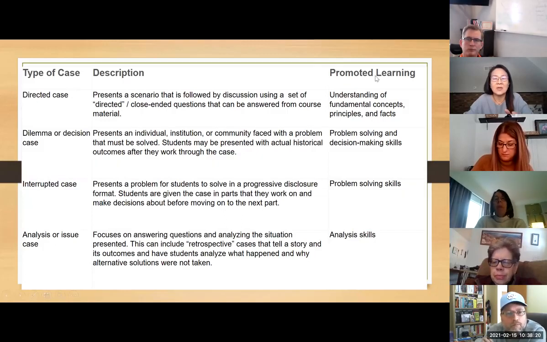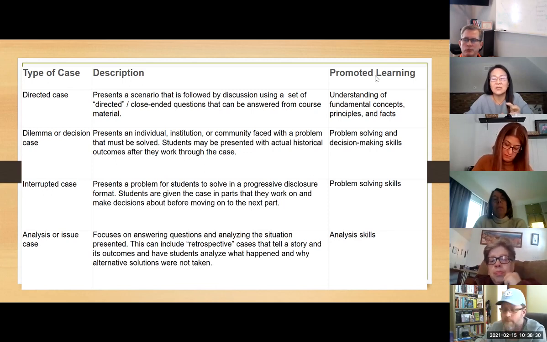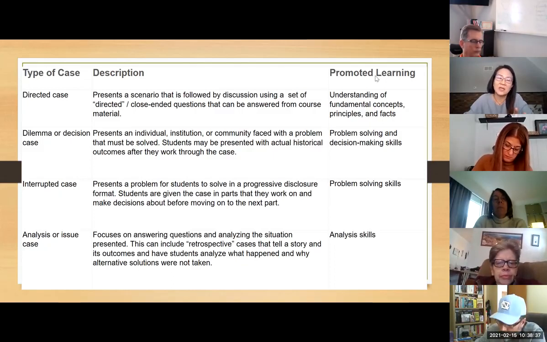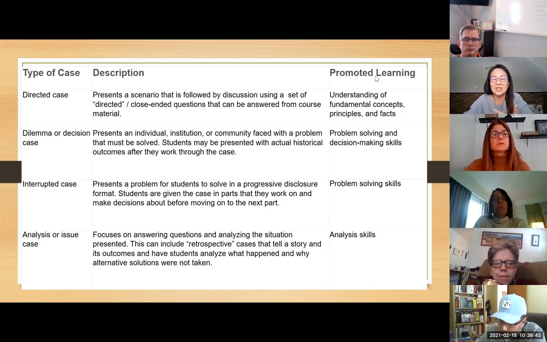And dilemma or decision cases are those where individuals, institutions, or communities face a problem that must be solved. Students may be presented with the actual historical outcome after they work through the case. I use this type of case for the integrative, comprehensive case analysis. And these cases are used to help students develop their problem solving skills or decision making skills.